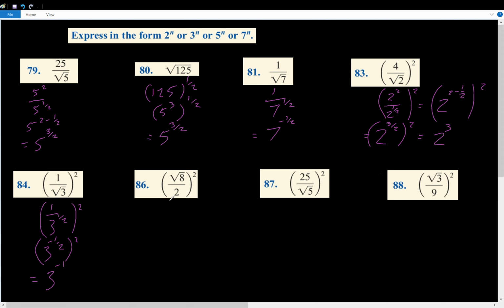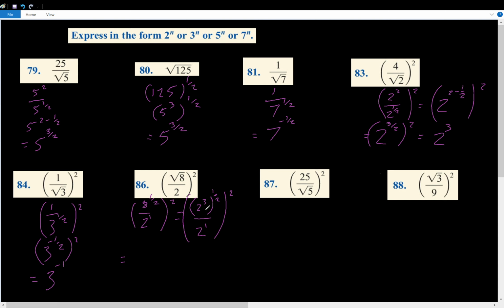For 86, there's going to be a good bit of changing here. Inside our brackets, we're first going to change that root 8 to be 8 to the power of a half. And it's still just going to be over 2, but it's 2 to the power of 1. It's all still squared. 8 itself can be rewritten as 2 to the power of 3. So we have 2 to the 3 to the power of a half, all over 2 to the 1, and that's all squared.